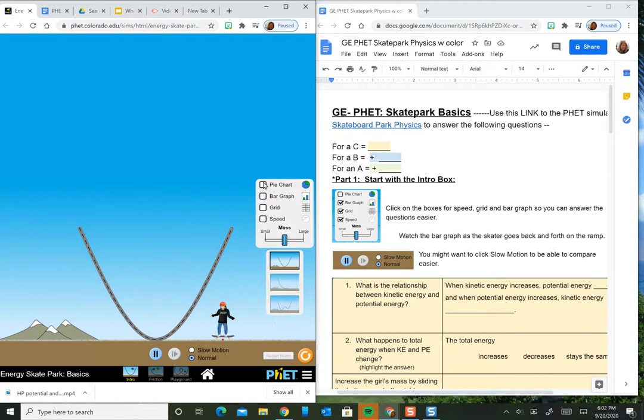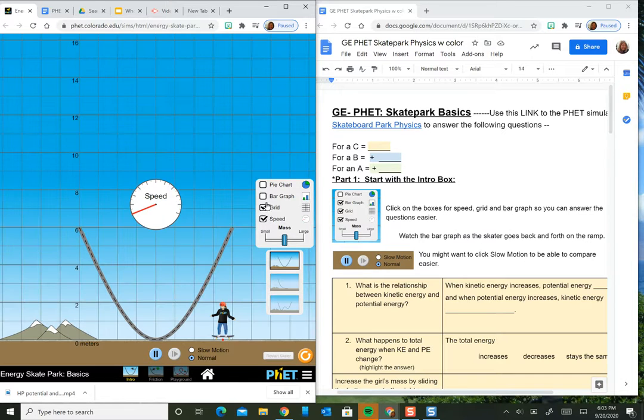And notice how I have like a settings area, and then I have some other ramps that I can use. I'm going to keep it here. But it says click the boxes for speed, grid, and bar graphs so you can answer the questions easier. So I'm going to click on those three boxes and notice how I get a grid. Like now I'm on a graph. There's a speed dial and then there's this bar graph over here, and notice how it says kinetic, potential, and thermal energy. Thermal energy is heat energy, and then it says total energy right here.